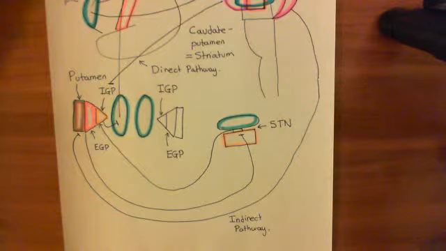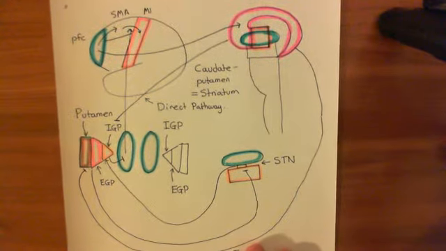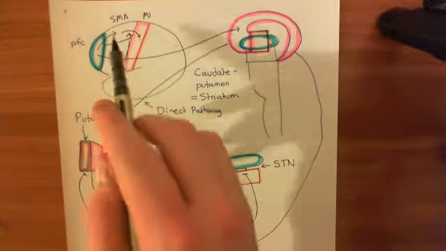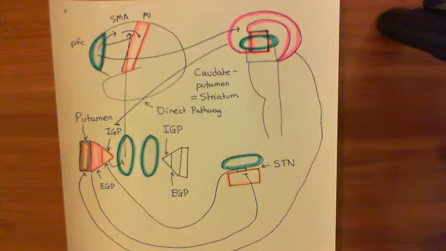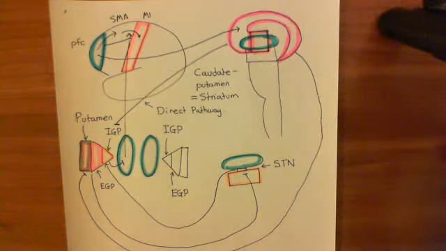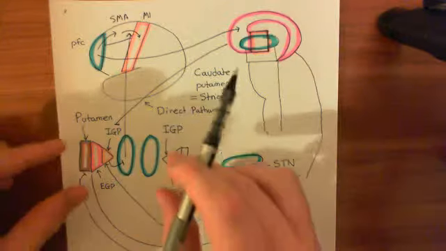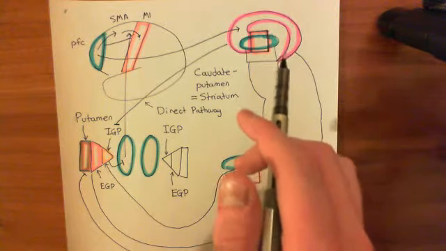So basically, all of this apparatus here is involved in controlling this gate, controlling whether motor plans can go from the supplementary motor area to the primary motor cortex. And if this apparatus degenerates, which is one of the first things that happens in Huntington's disease, these structures go first. The striatum goes.